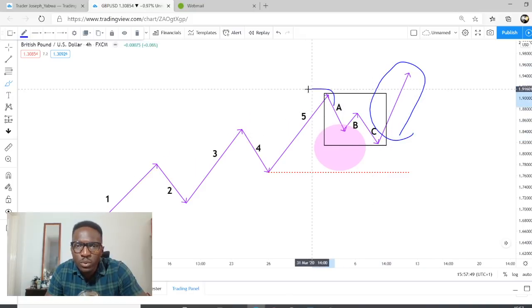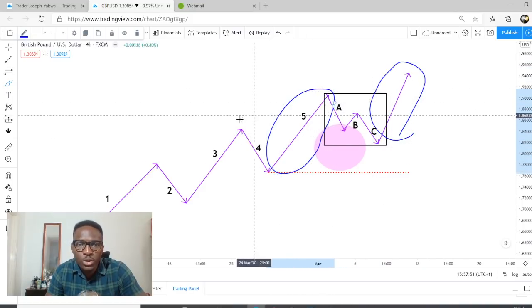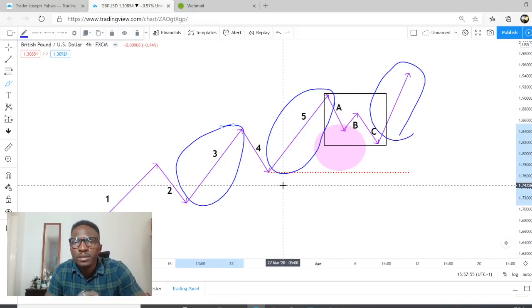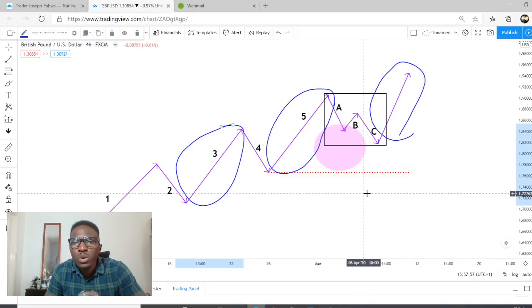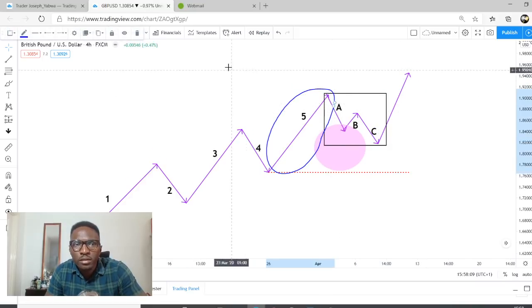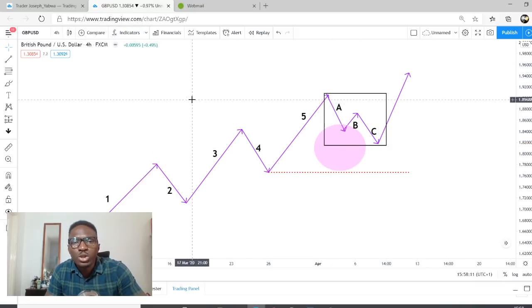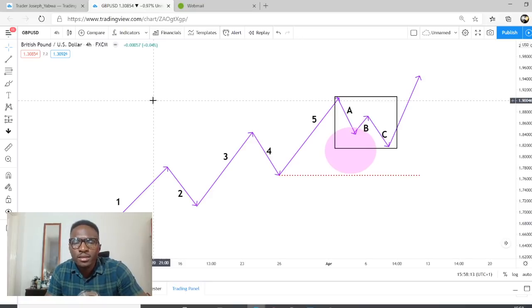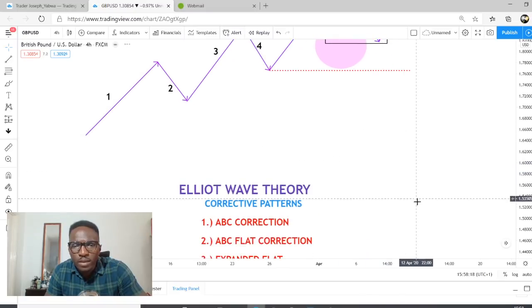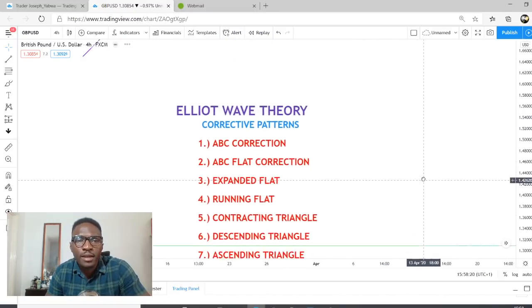Because these are the impulses that you want to be on as a trader, because this is where you're going to make the most money. So it's all about trying to understand and know that this market can form so many different corrective structures, and each and every one of these corrective structures has a different way of behaving. So now it's your job, it's your duty to learn it and understand it. So just to give you an idea of how many corrective patterns the market can form.